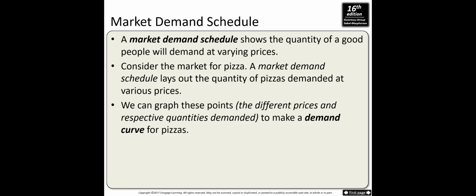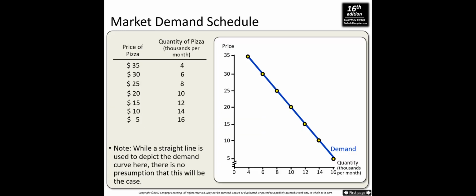A market demand schedule shows the quantity of a good people will demand at varying prices. Consider the market for pizza. A market demand schedule lays out the quantity of pizzas demanded at various prices. We can graph these points, that means the different prices and the respective quantities demanded, to make a demand curve for pizza. You see a demand curve on the screen. For drawing a demand curve, you just need 2 points. Remember, to draw a line, you need 2 points, but we have more than 2 points here.